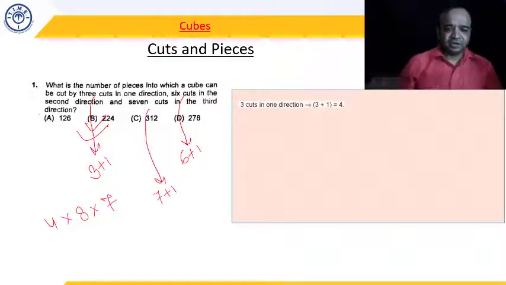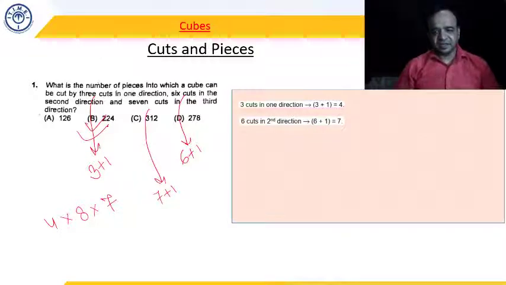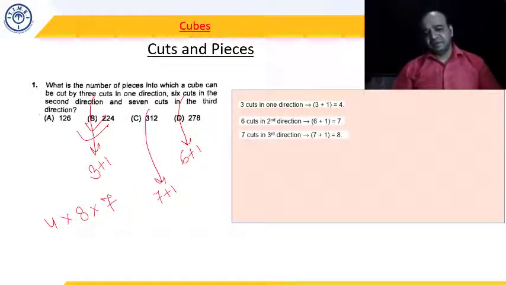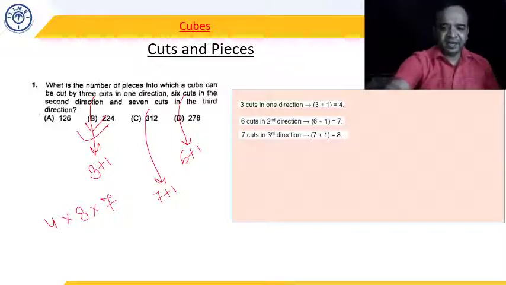Now look at the solution here. 3 cuts in one dimension, 3 plus 1, that is 4 pieces. 6 cuts in the second dimension, that is 6 plus 1, 7 pieces. 7 cuts in the third dimension, that is 7 plus 1, 8 pieces.